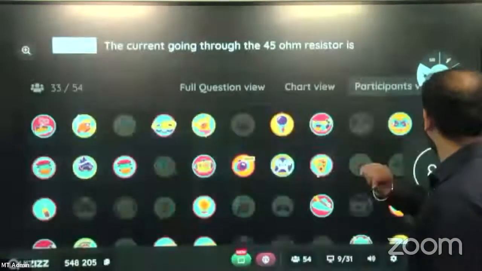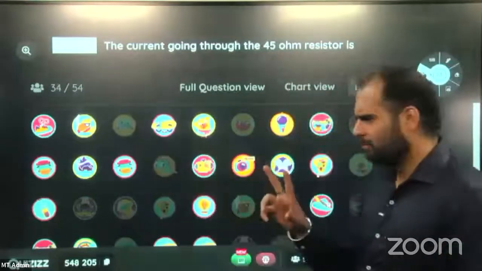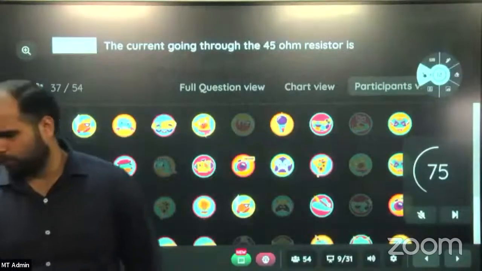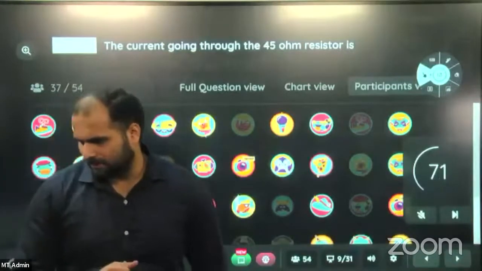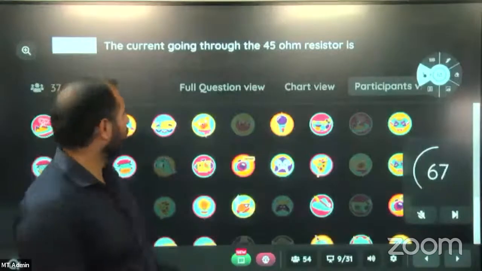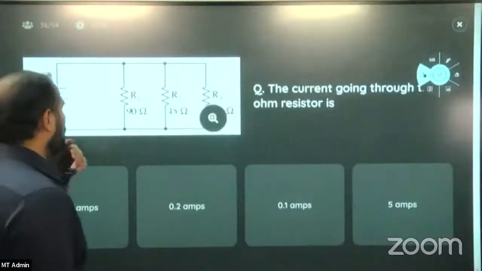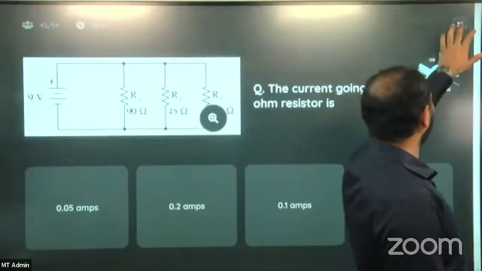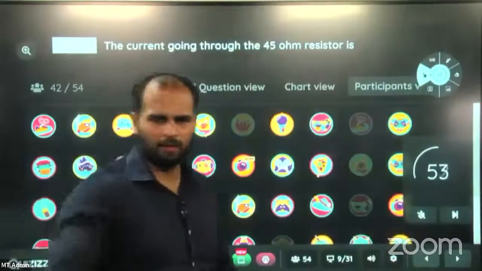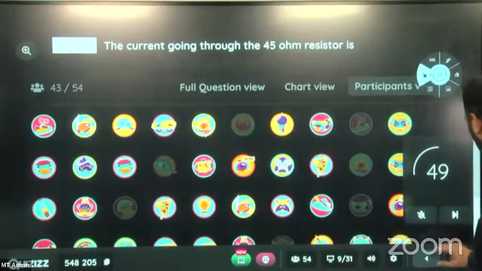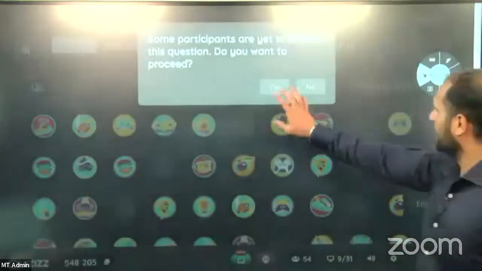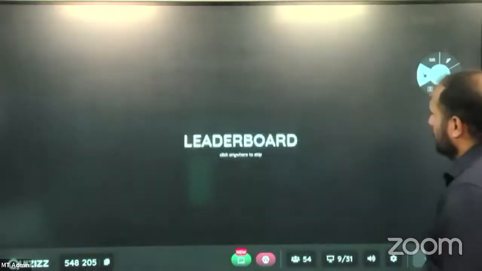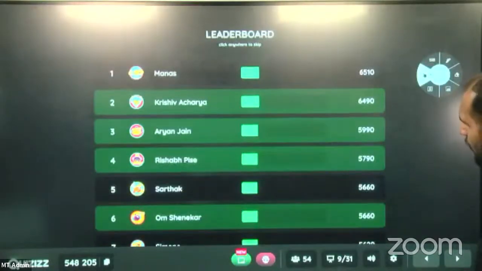33 kids have an answer. I guess 2 minutes are okay, right? So, 12 more seconds. Okay, 20 seconds, come on. The current going through the 45 ohm resistor is, wow, I am getting answers from Riya, Khushi, Kaustub. Okay, what's the answer? Let's see. I guess the last 5 seconds. Okay, we'll just end this question. Let's see now how many of us are getting the right answer. Wow, yes, Krishu, Aryan, Rishabh and Om.